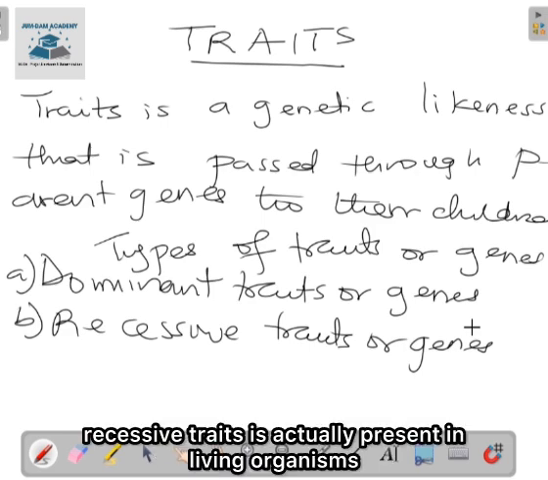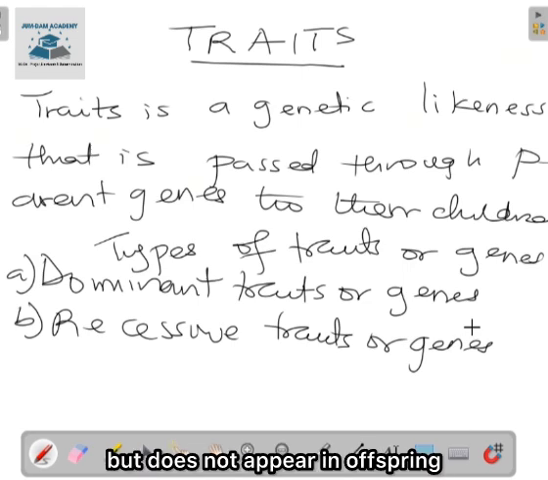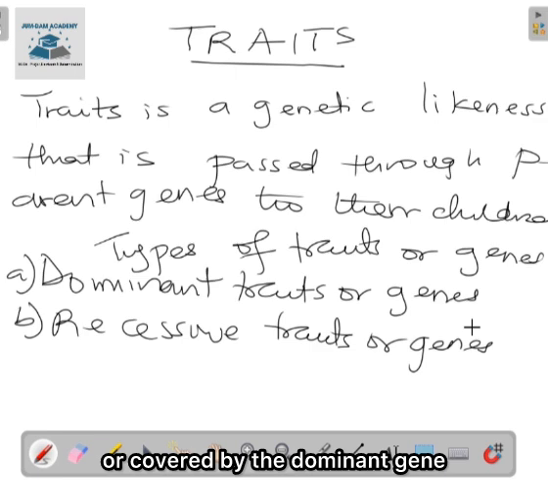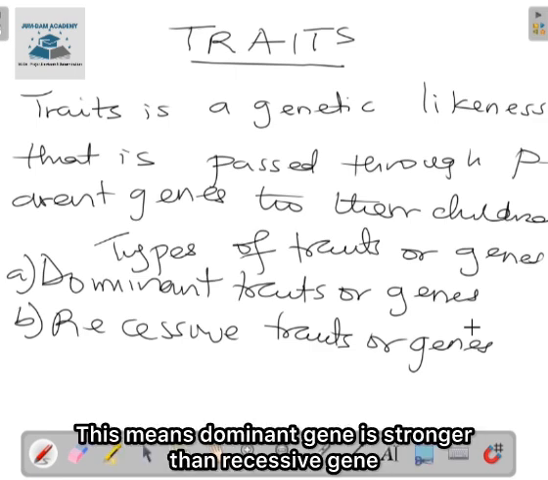On the other hand, recessive trait is actually present in living organisms but does not appear in offspring. They do not manifest in offspring. It is a gene that is masked or covered by the dominant gene. This means dominant gene is stronger than recessive gene.